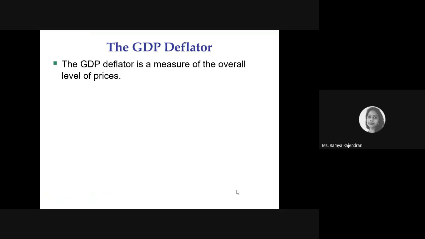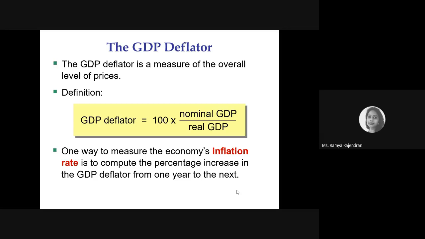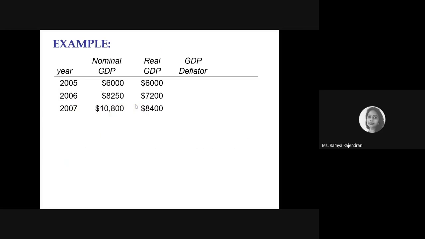Okay. The next concept is the GDP deflator. It's a measure of the overall level of prices. To compute this deflator, you have the formula: 100 times nominal GDP divided by real GDP. To compute the economic inflation rate, you compute the percentage increase in the GDP deflator from one year to the next. If the value of the GDP deflator is increasing, you are able to find the inflation rate from one year to the other.